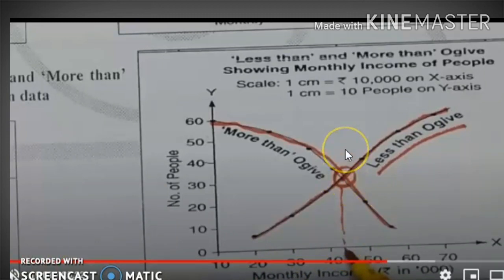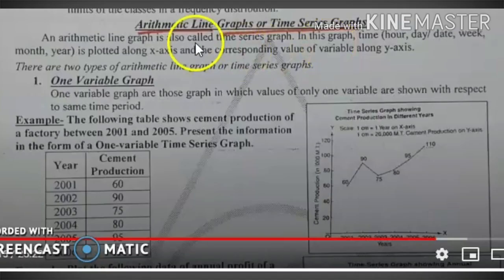So this is your median. If anyone asks to find the median with the help of ogive, you have to just intersect both curves. This curve has to be touched at 0 and this one at 60. Not 60, it's 70. Okay, so it has to be touched at 70. Then you have to draw the intersection point and find the median. Here, I think 45 is the median. Hope you understood.